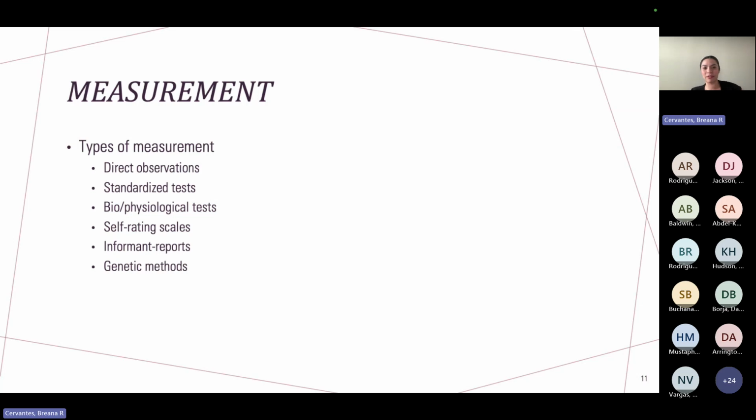Okay, let's talk about different types of measurement. Remember, going back to your selecting measure/instrument stage, you have to decide what you are going to use. Are you going to do direct observation, like the example I gave you with watching a toddler in a playground and counting how many times they shove somebody? That's a direct observation. Are you doing a standardized test?